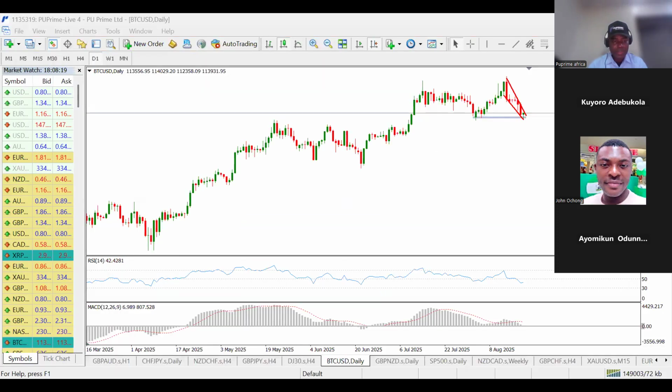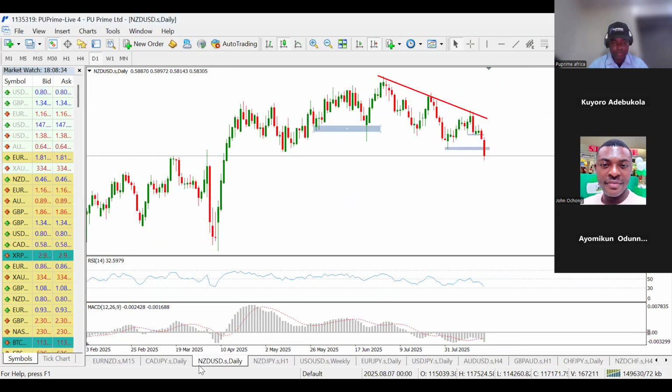All right, the first we started with on the theory is the hammer. And I'm going to show us the hammer on the daily time frame. I'll be looking at the New Zealand USD. Here we have a hammer. From what we saw on the theoretical part, the hammer is formed at the bottom of a downtrend. Price is trading downwards. Then you'll see a candlestick with a small body and a long shadow.